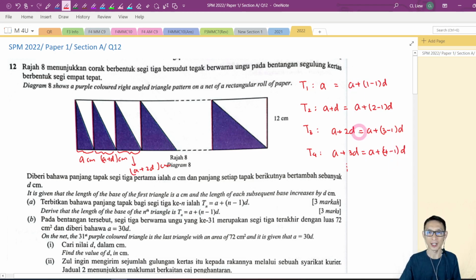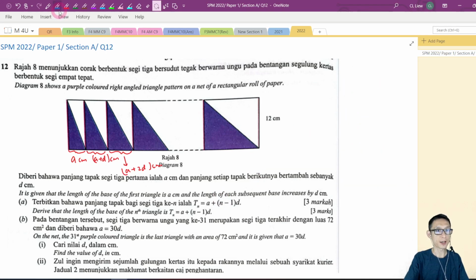Now we can see the pattern, right? If this is T1, it is 1 minus 1 times d. If this is T2, 2 minus 1 times d. If this is T4, 4 minus 1 times d. So Tn is a plus, this is n, so n minus 1, times d. This is how we derive the formula for the nth term of an arithmetic progression.